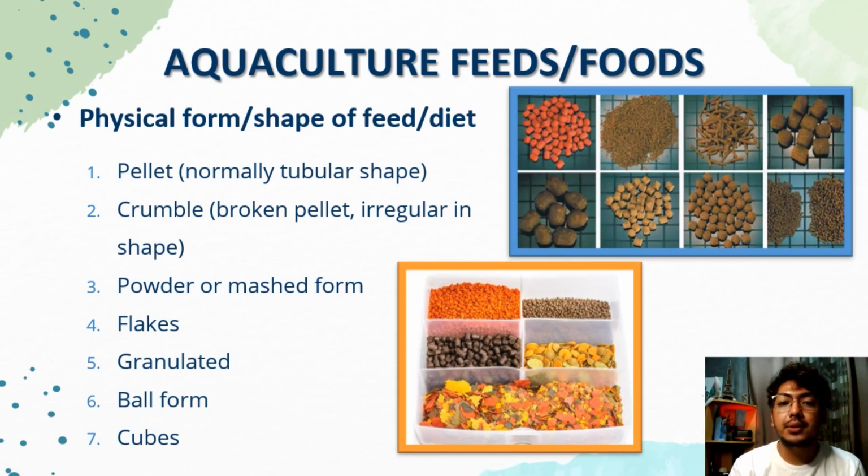Artificial feeds come in different sizes, shapes, or physical forms. This is because fishes also come in different sizes and dwell differently. One fish could be a bottom-dwelling fish or a floater, or surface-dwelling fish. So that is why it could be in the form of a pellet, a crumble, a powder or mashed form, flakes, granulated, ball form, or cubed.